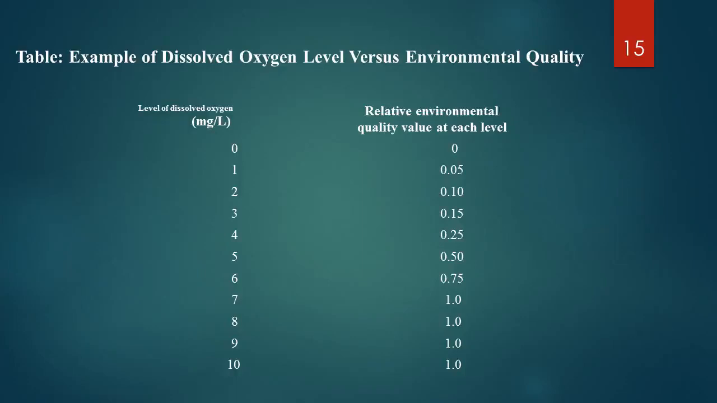This table is representing the example of dissolved oxygen level versus the environmental quality. Here the level of dissolved oxygen is in mg per liter and the relative environmental quality value at each level.